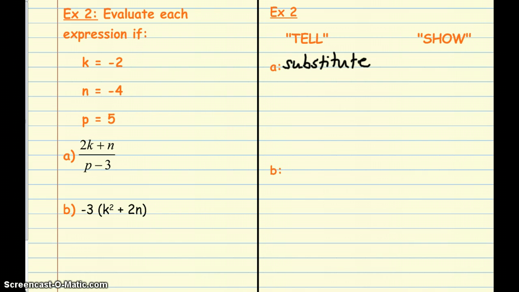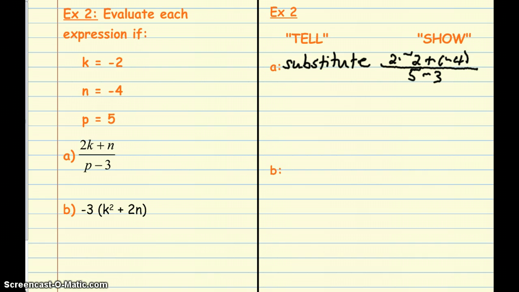And so we have 2k plus n, and again when a number is next to a letter it means to multiply. So I have 2 times negative 2 plus n is negative 4, all over, and we have p minus 3. P is 5, so we're going to do 5 minus 3.